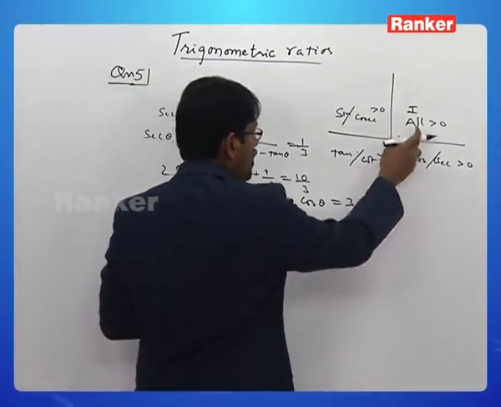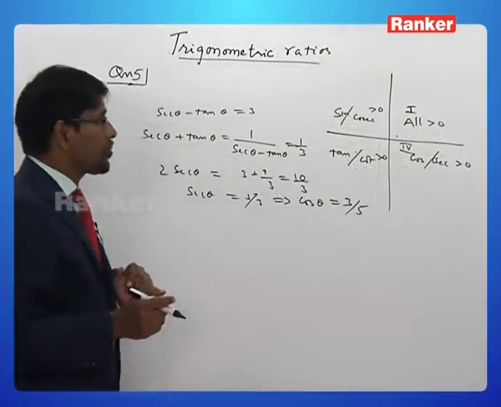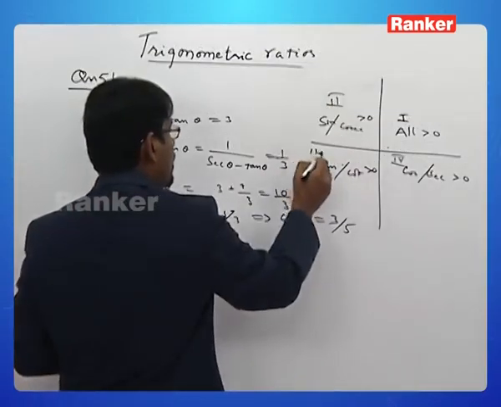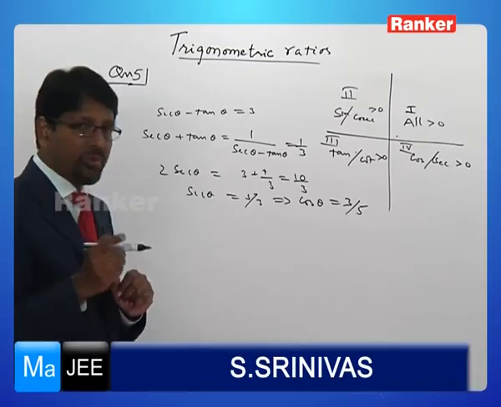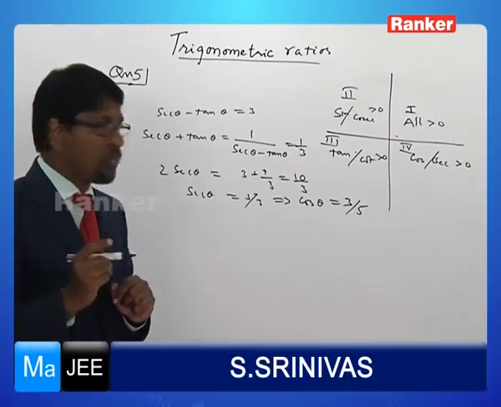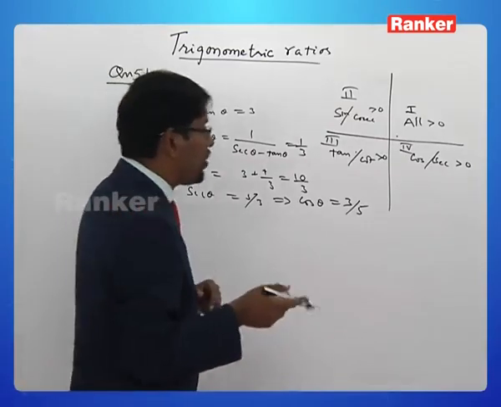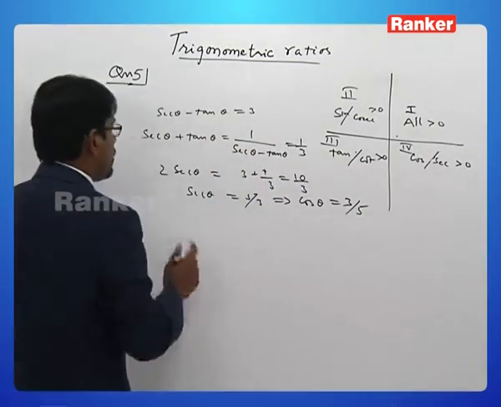Cos theta is 3 by 5. So it could lie in the first or fourth quadrant because cos is positive in the first and fourth. So now we need to decide whether theta lies in the first or fourth quadrant. But then we have to look at some other thing now. Okay, let us see. What is it you observe?